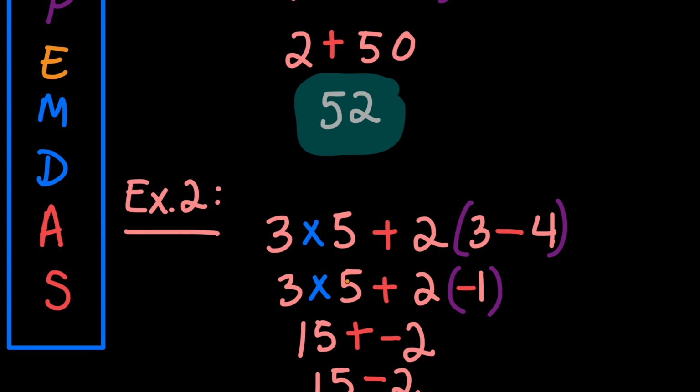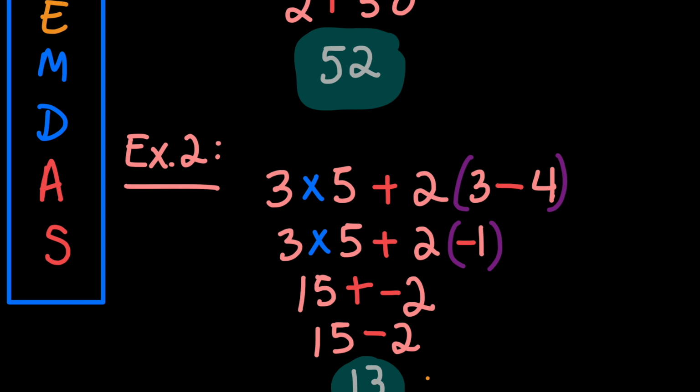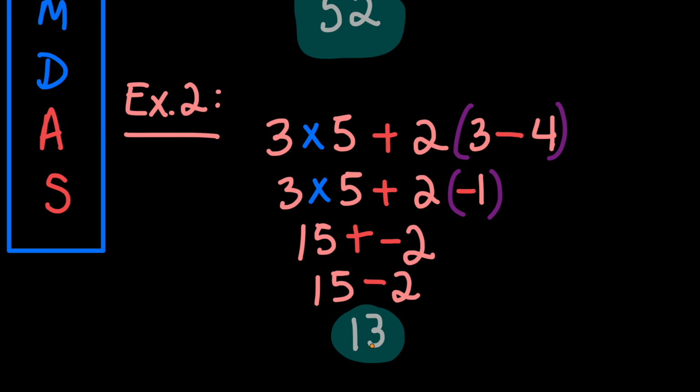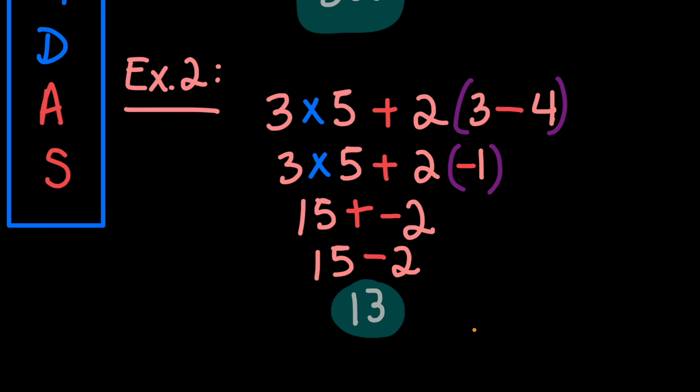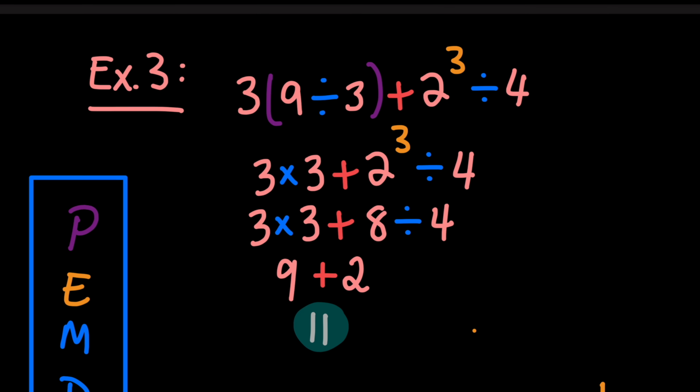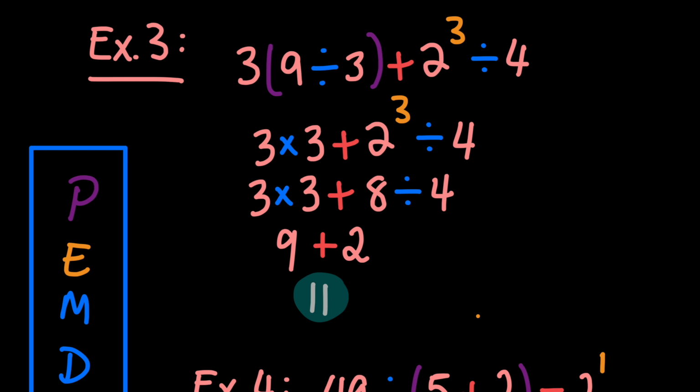So 3 times 5 is 15. 2 times negative 1 is negative 2. So we actually get 15 plus negative 2, which you can rewrite as 15 minus 2. And 15 minus 2 gives us 13. Perfect. So now example 3. So example 3, I made sure to include all of the operations so we can really go through each individual step so that you guys could really follow along.